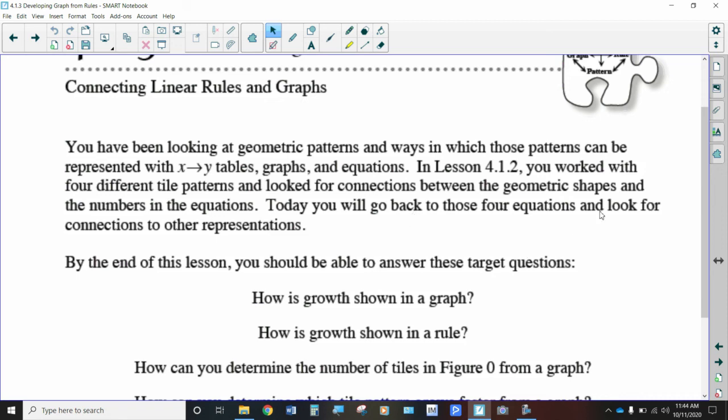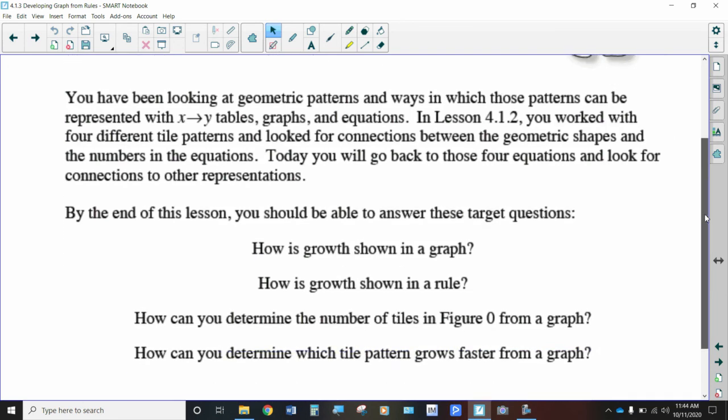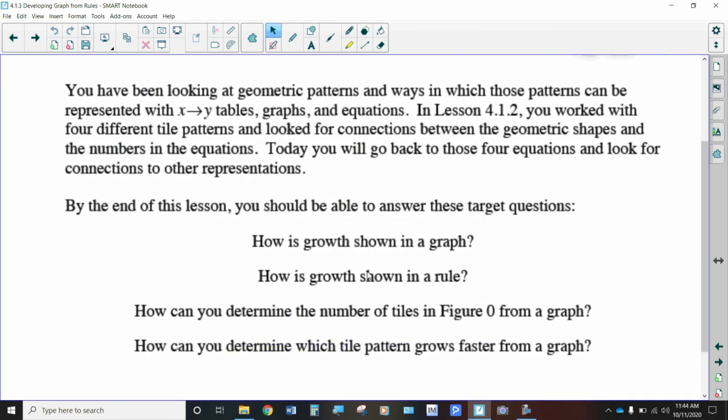By the end of this lesson, you should be able to answer these target questions. How is growth shown in a graph? How is growth shown in a rule? And how can you determine the number of tiles in figure 0 from a graph? Also, how can you determine which tile pattern grows faster from just looking at the graph?